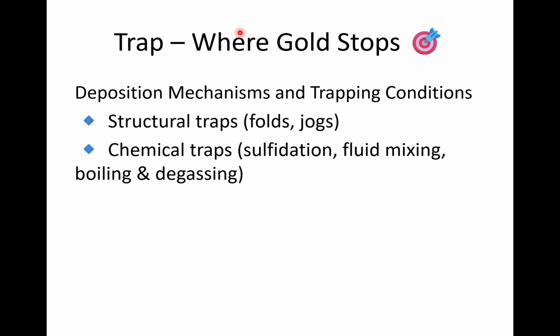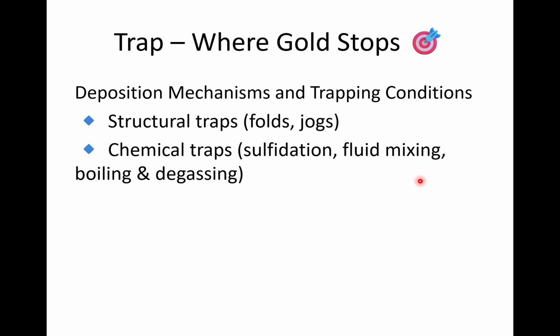In summary, a trap is any phenomenon that concentrates gold by precipitating it from solution. Physical traps create space for large volumes of fluids to dump their load, a vein in a fault jog, for example, while chemical traps all trigger precipitation at a molecular level: fluid cooling, mixing, or reacting with host rocks.